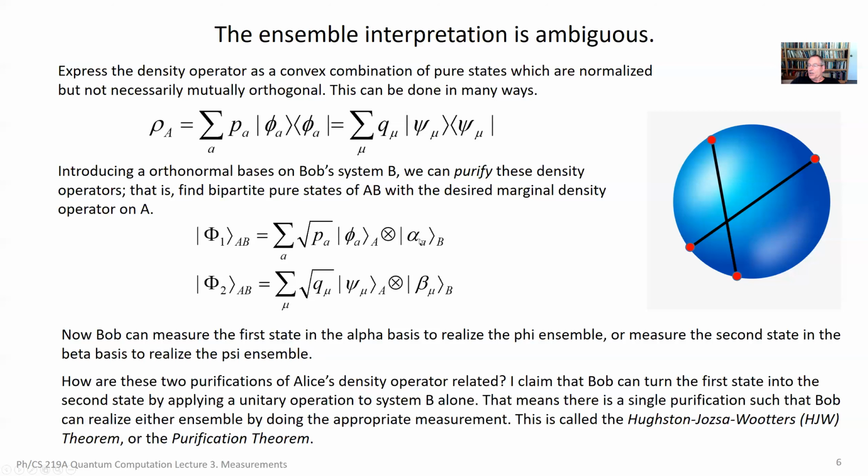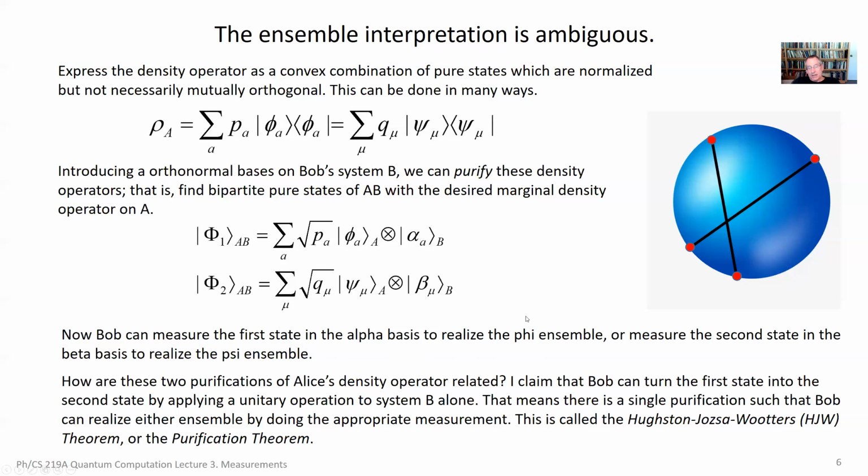I can just evaluate the trace using this alpha A basis, so that's easy to see. Well, likewise, for this other ensemble, in which I'm preparing the pure state psi sub mu with probability q sub mu, I could introduce some other orthonormal basis for system B and construct a pure state for AB, not necessarily the same one as phi A. I'm going to call this one phi 2. And by pairing up orthonormal basis states for Bob's system, B sub mu, with the state psi mu that I want to use in my convex combination to construct rho, if I now trace out system B, I will get this representation for the density operator. So if these are indeed two different ways of realizing the same density operator, there's some kind of relationship between phi 1 and phi 2 that we'd like to understand.